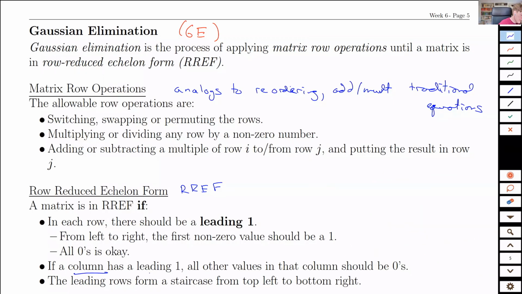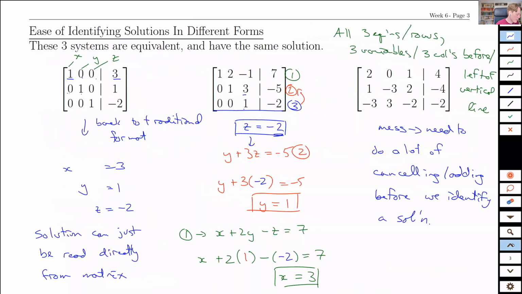If a column has a leading 1, then all the other elements in that column, so say we have 0, 0, 1 and then some stuff here, everywhere else in that column where that 1 is has to be zeros. I'm only allowed one of these non-zero values in a column. And I'm just going to go back to that example we saw a little earlier here. Notice that's what we have structured here.